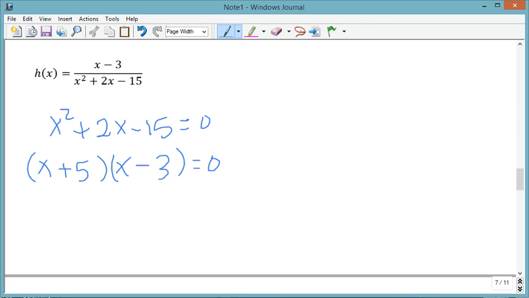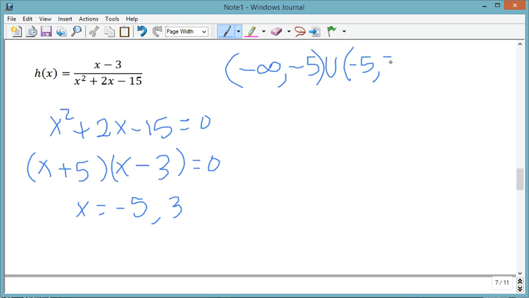Alright, so it equals 0 at negative 5 and 3. So now I have 2 numbers that are not in my domain. Now, I would write that as, in interval notation, it starts getting a little bit awkward. I go negative infinity to negative 5, union, negative 5 to 3, don't include those, union, 3 to infinity.